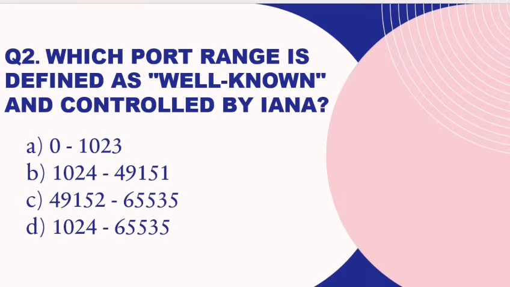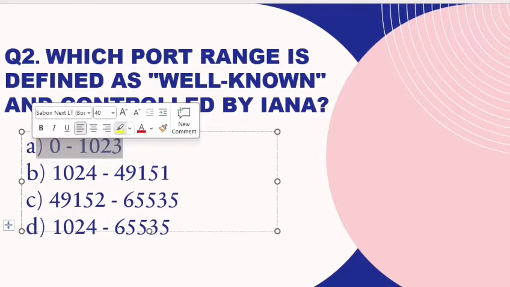Moving on to our next question, which port range is defined as well known and controlled by IANA? The options are option A 0 to 123, option B 124 to 49151, option C 49152 to 65535, option D 1024 to 65535. So the correct answer for this question is 0 to 123, option A.